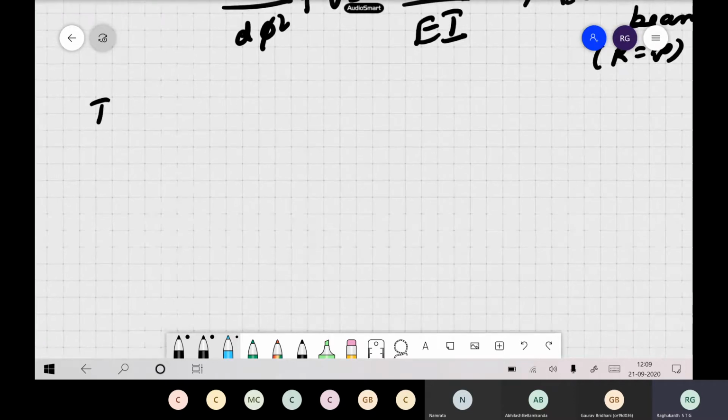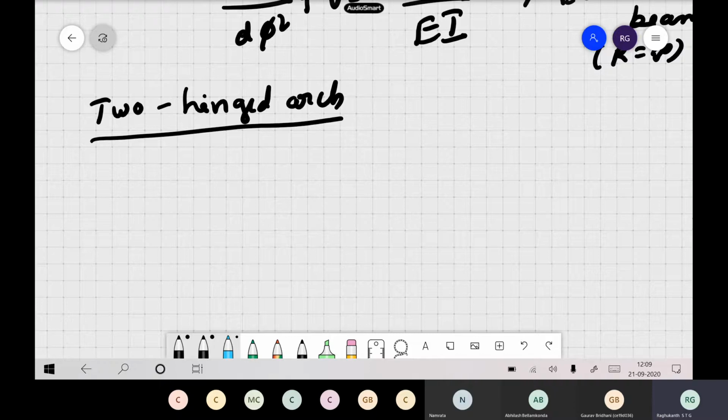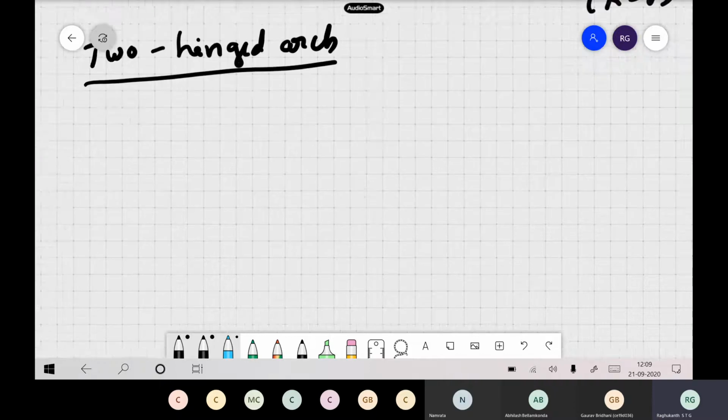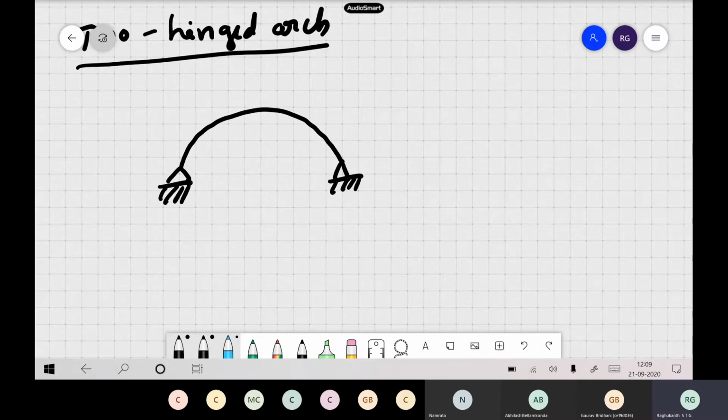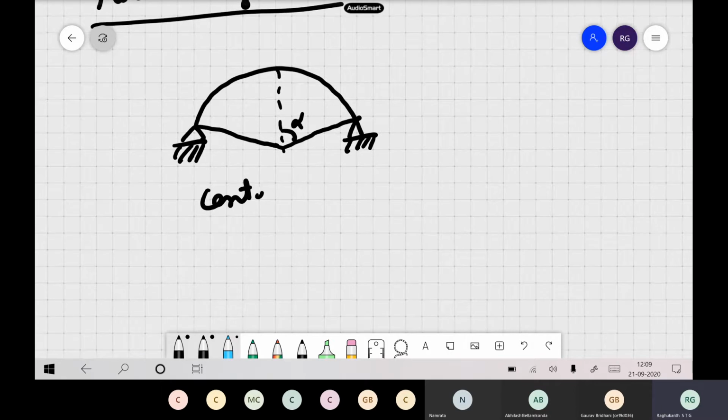So now let us see this two-hinge arch. So you are having an arch like this. One support is here, one hinge, and another hinge is here. So it is not perfectly semicircular, but if you assume it to be like this, the central angle, this half, is alpha. So the total central angle is 2 times alpha.